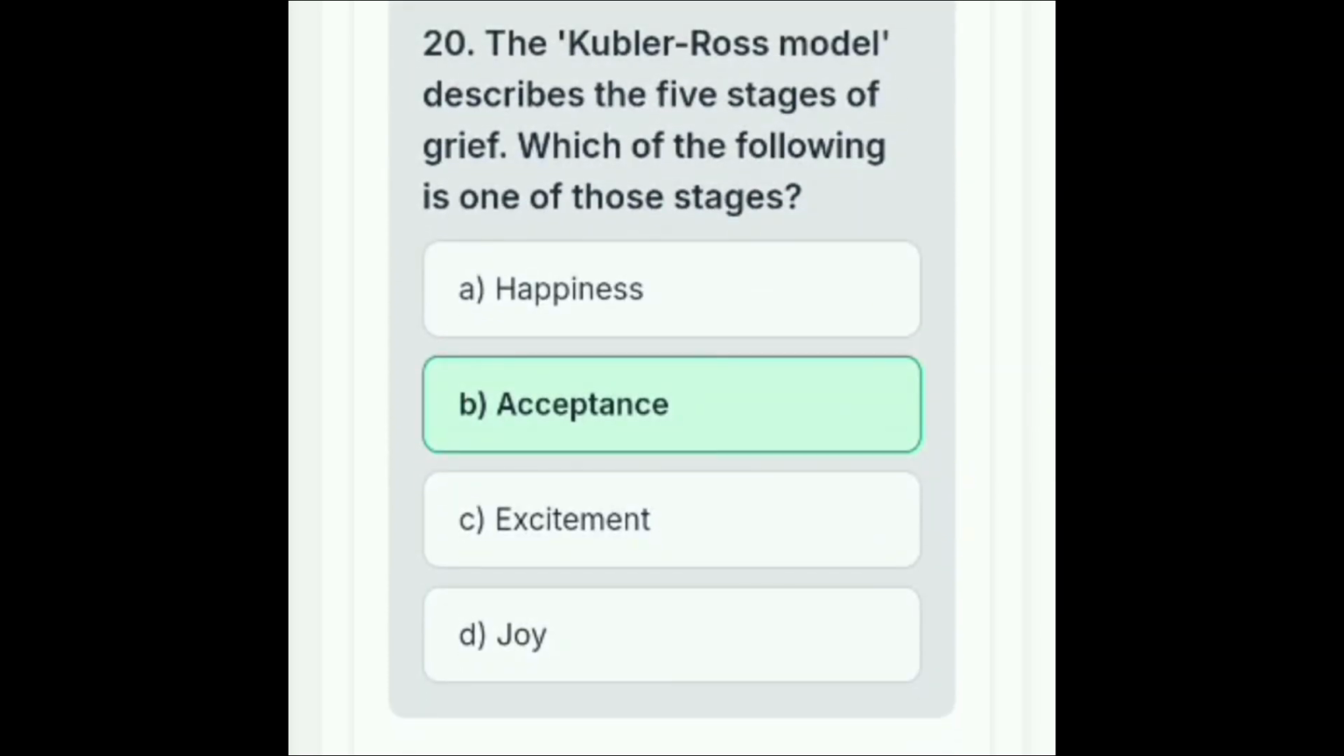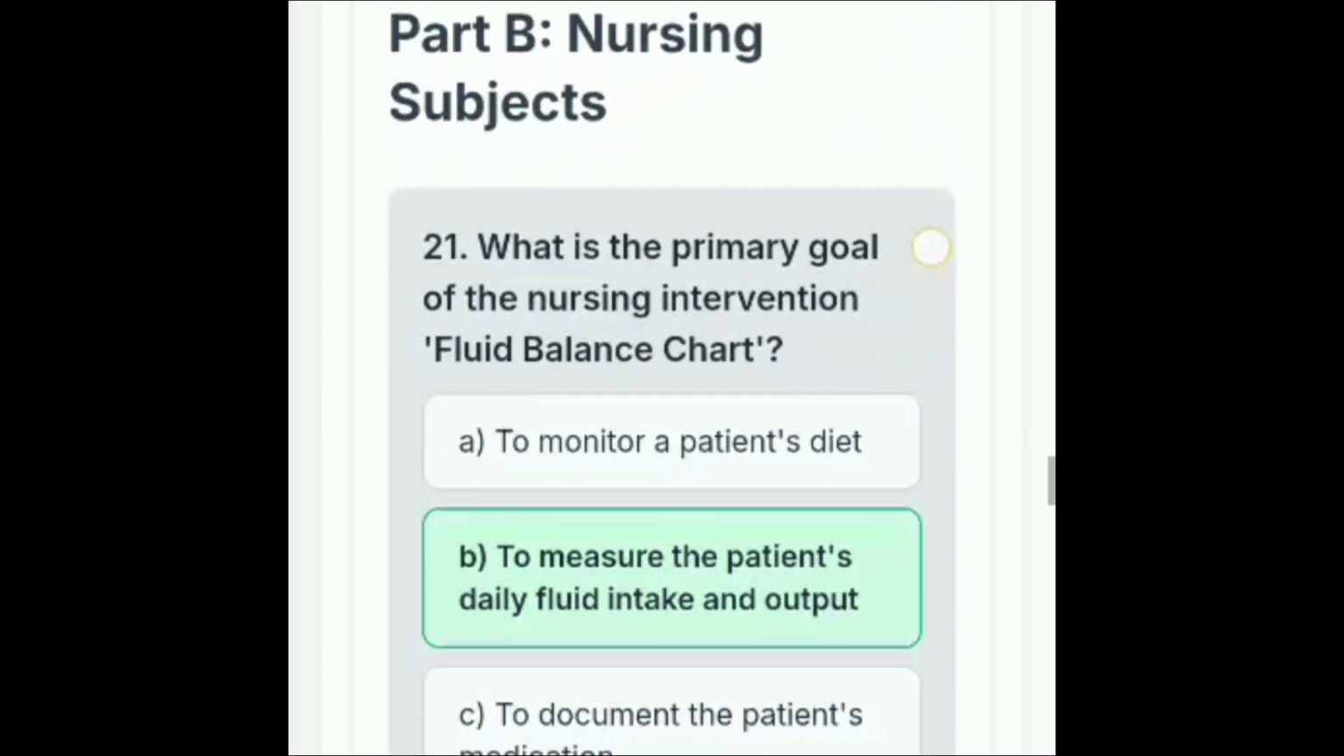The Kubler-Ross model describes the 5 stages of grief. Which of the following is one of those stages? Happiness, acceptance, excitement, or joy? So the B, acceptance, is correct.